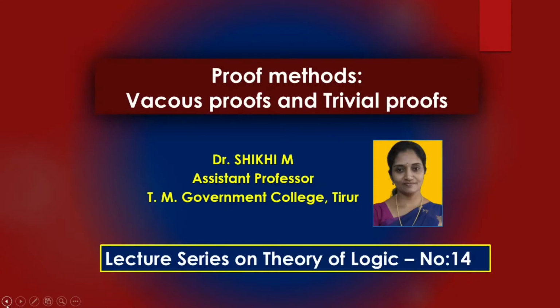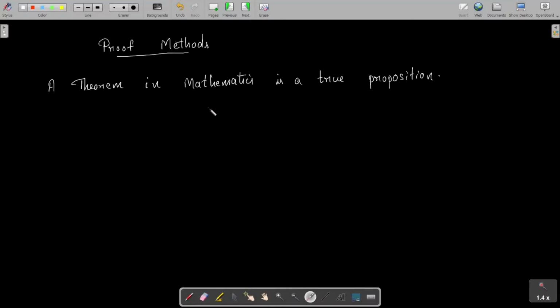Today we will study different proof methods. Given a mathematical result, we cannot accept it unless it is proved. Proofs play a central role in the development of mathematics and guarantee the correctness of mathematical results and algorithms. A theorem in mathematics is a true proposition.